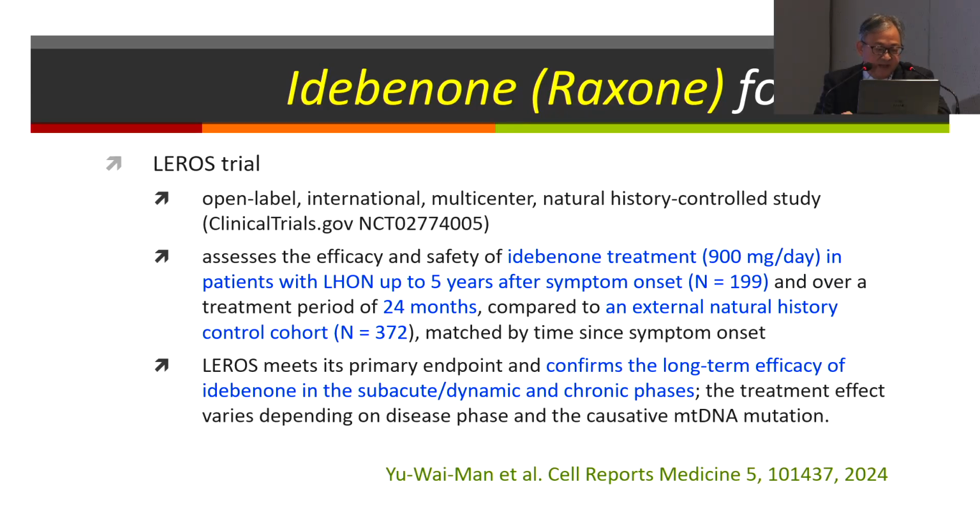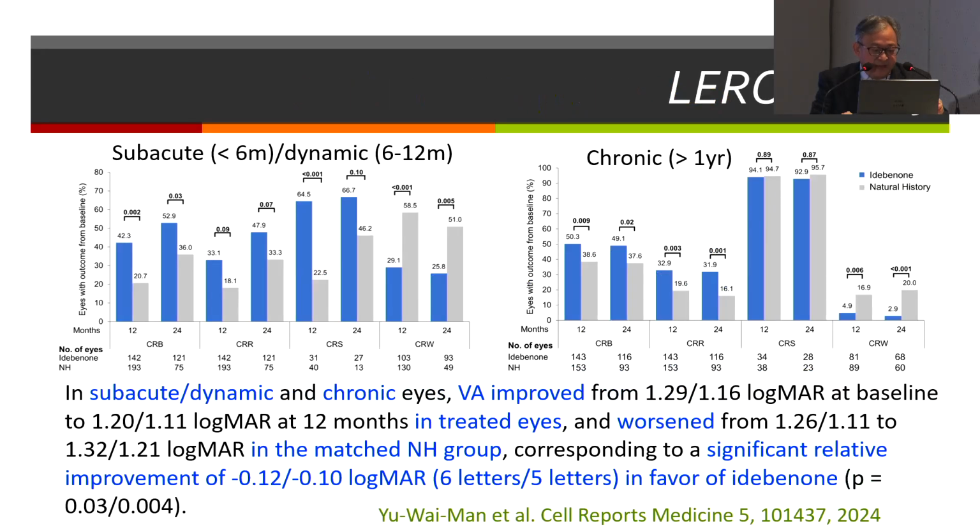Later on, the Chiesi group took over idebenone, Raxone, and conducted the LEROS study, which is an open-label, international multicenter natural history controlled study. In this study, they used the same protocol of idebenone, however, for 24 months, which is 2 years, to be compared with an external natural history control group. They confirmed the long-term efficacy of idebenone in the subacute dynamic and also the chronic patients.